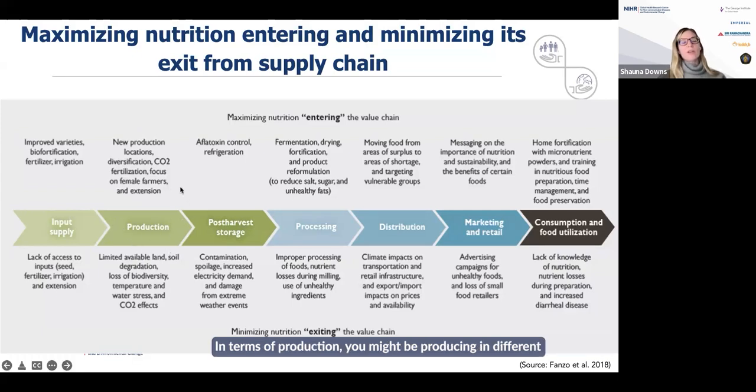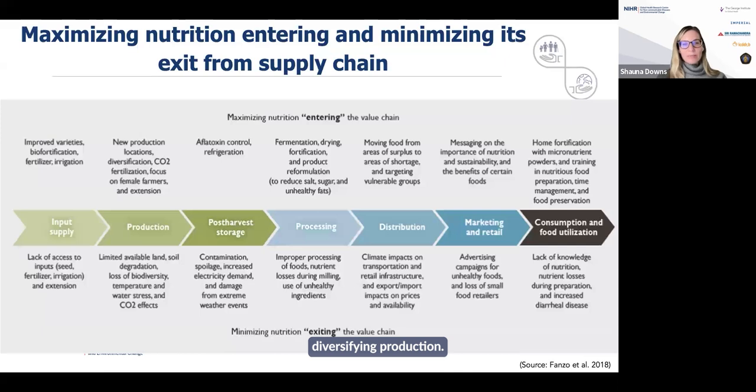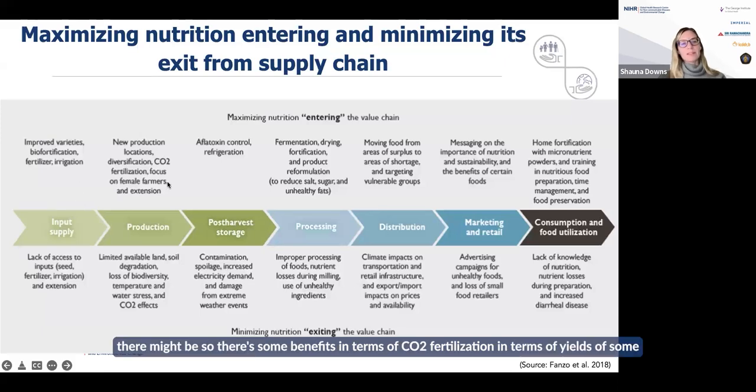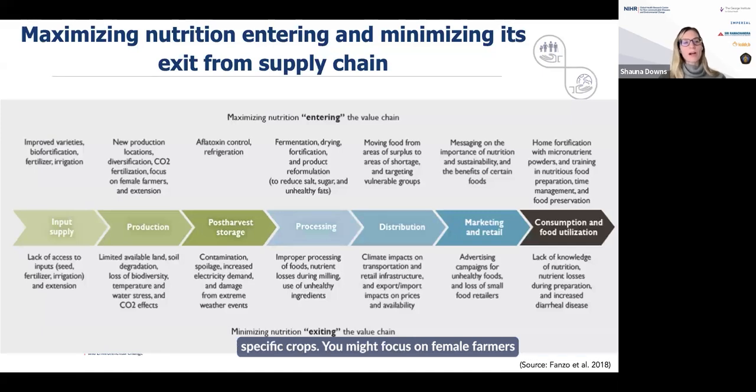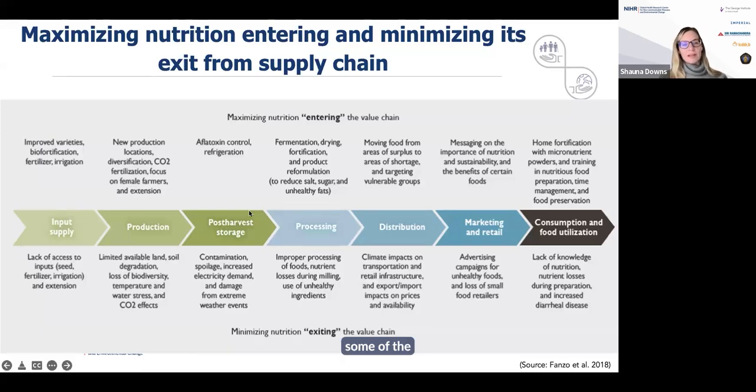In terms of production, you might be producing in different locations or expanding production, diversifying production. There are some benefits in terms of CO2 fertilization, in terms of yields of some specific crops. You might focus on female farmers. You might focus on extension in terms of trying to reduce it exiting the value chain. That can be things like trying to address loss of biodiversity, some of the effects related to climate.